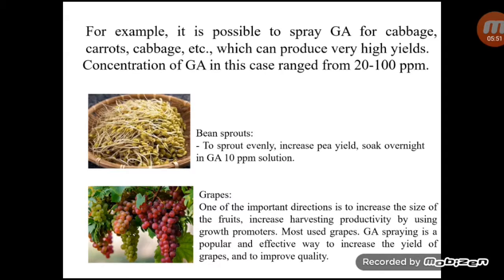You soak the pea overnight in a GA 10 parts per million solution. And for grapes, one of the important directions is to increase the size of the fruits, increase harvesting productivity by using growth promoters. GA spraying is a popular and effective way to increase the yield of grapes and to improve quality.